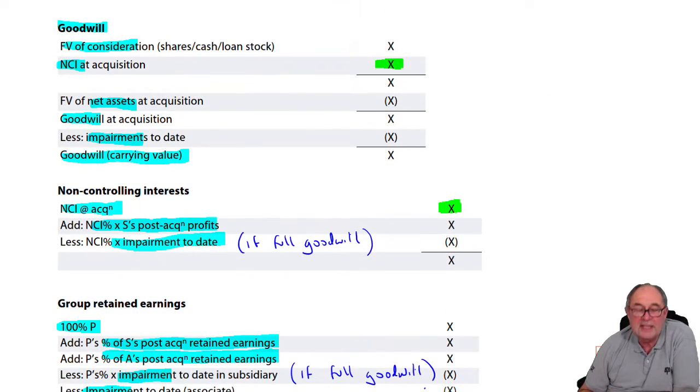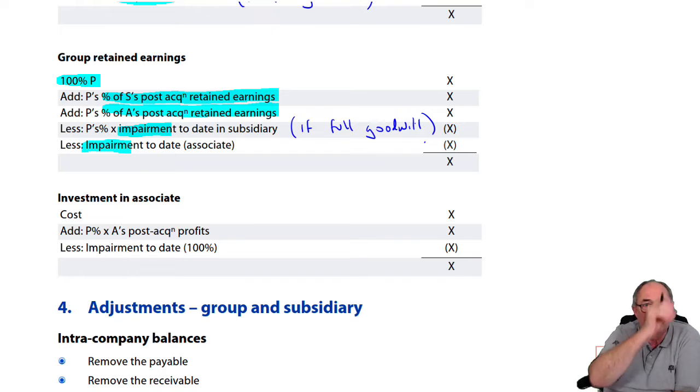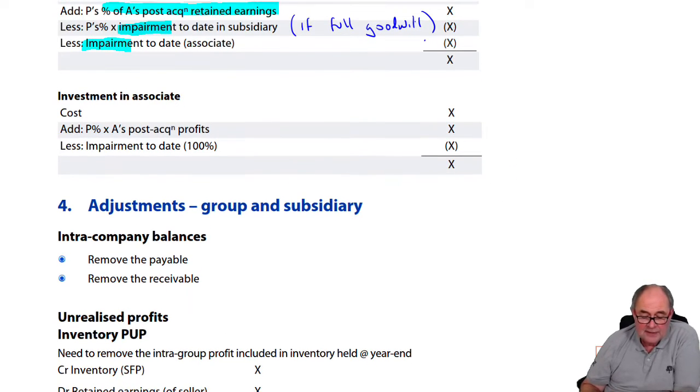So goodwill, I think everyone knows back to front. I hope so. Minority or NCI at the beginning plus their share of profits. Retained earnings, parent plus my share of profits since acquisition. Here's equity accounting, or a reminder for the associate. This will come easier when we try some numbers in a bit.